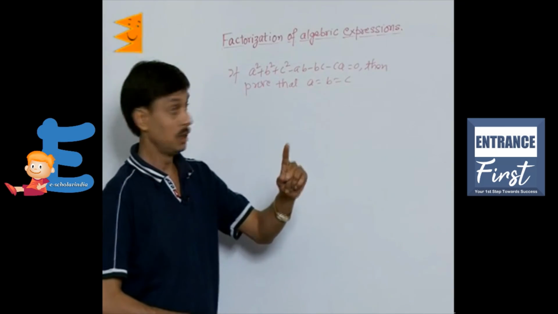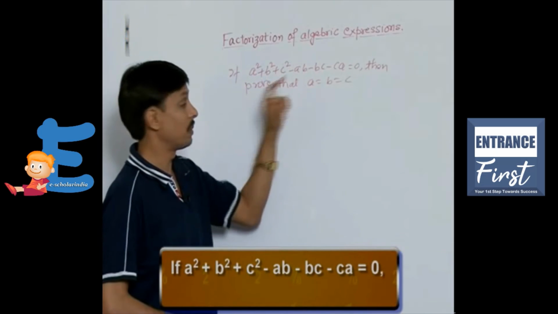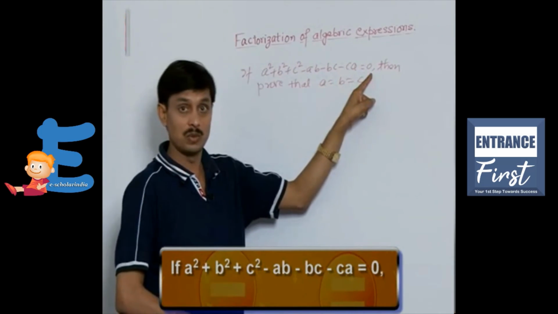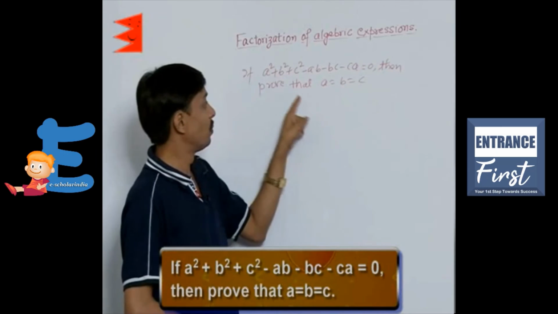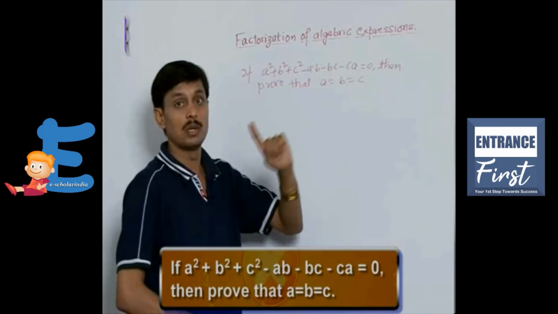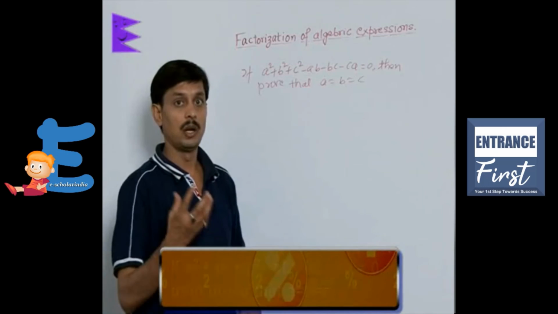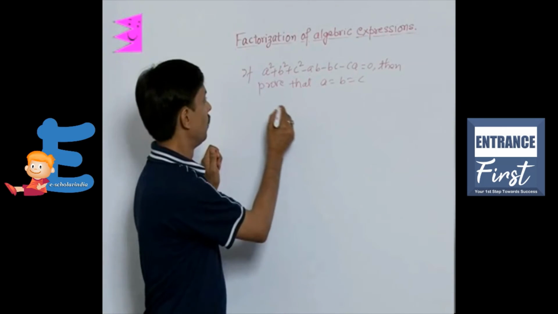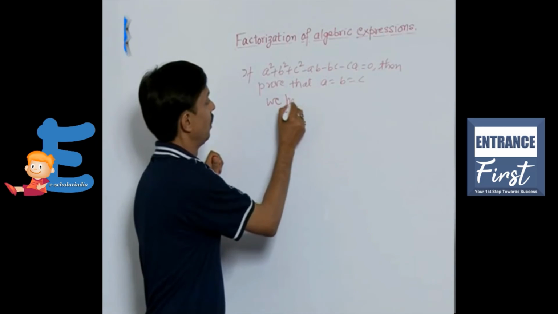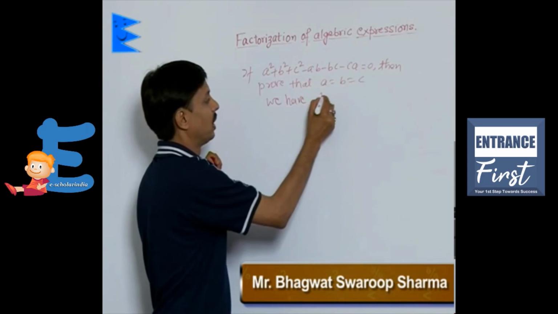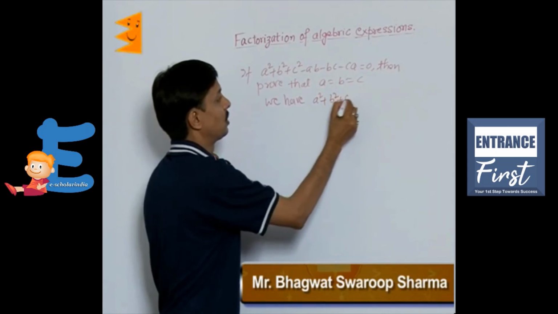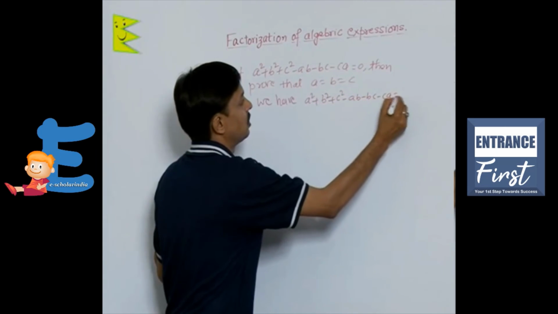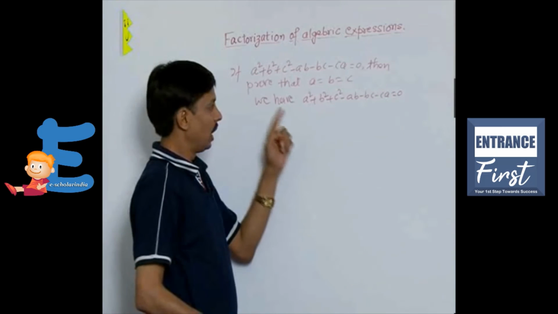Question: if a square plus b square plus c square minus ab minus bc minus ca is equal to 0, then prove that a is equal to b is equal to c. In order to show this result, I will take the given one. We have a square plus b square plus c square minus ab minus bc minus ca is equal to 0.